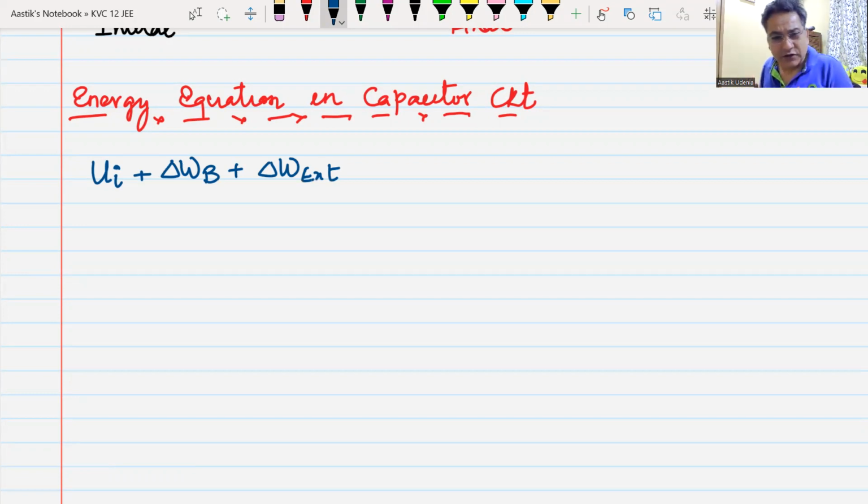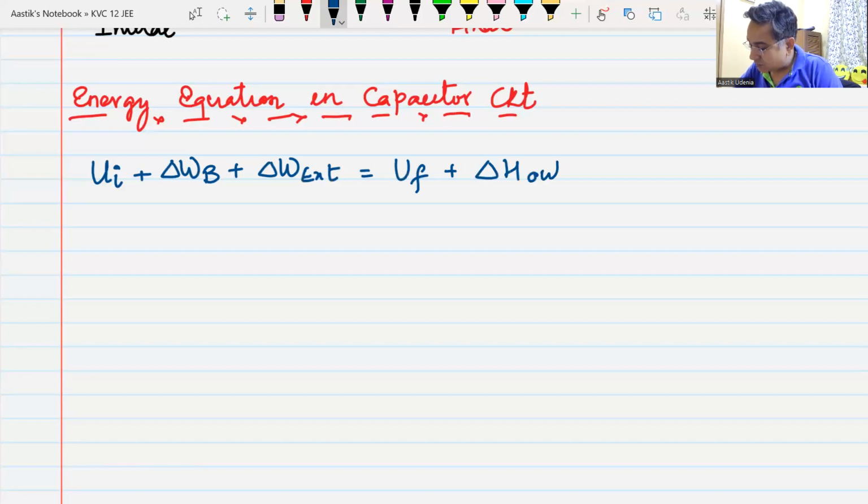So basically what we are doing is applying the work energy theorem. That would be equal to the final energy, whatever is the final energy stored in all the capacitors, plus delta H out. So some part of the energy will be going out in the form of heat. From here, you can find out how much energy is lost in the form of heat. Do we understand this?